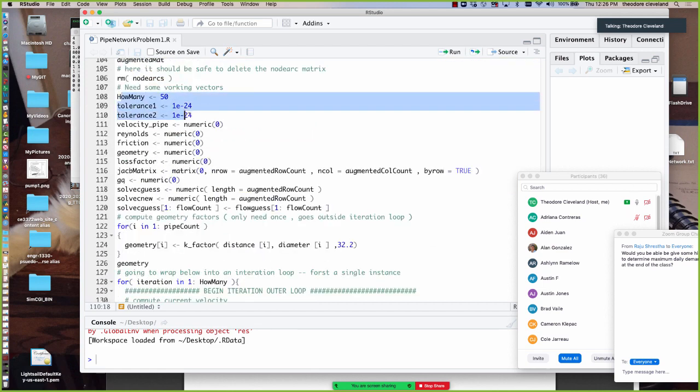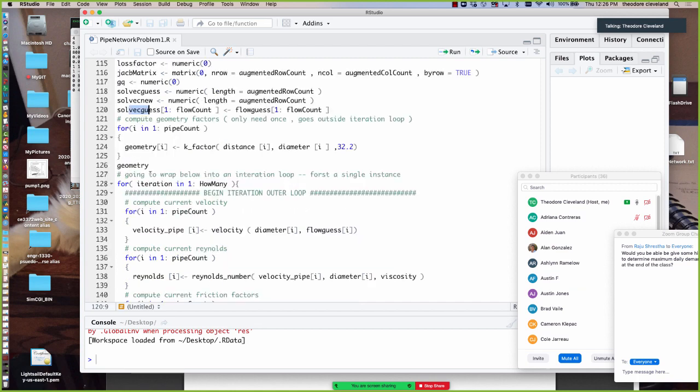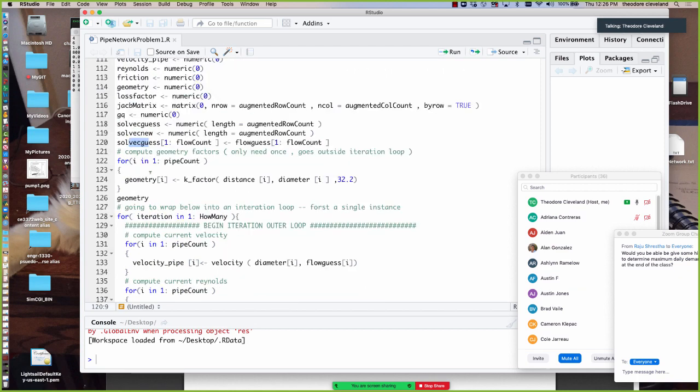So we're going to need some working vectors. So we keep track of pipe velocity, Reynolds number, friction factor, geometry, loss factor, the Jacobian matrix, and G of Q, which at this point is just a storage value. We get the current guess, the update guess, and the solved guess.